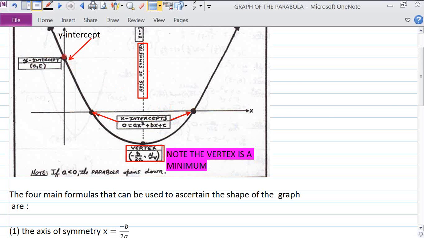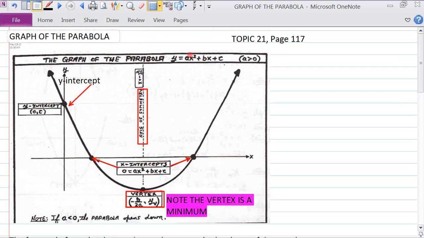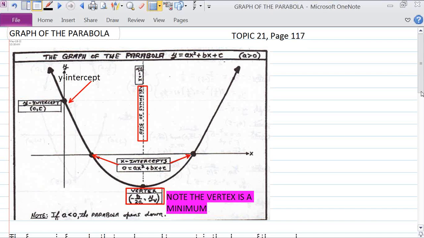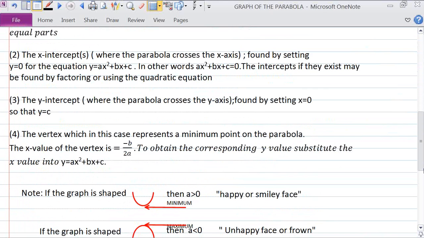Okay, the third point of interest is the point at which the graph crosses the y-axis. And where it crosses the y-axis right here, x is equal to 0. Well, if x is equal to 0, this term is 0 and that term is 0, and y becomes equal to c. We're going to go over each one first again. And the fourth part that we're going to be concerned with is the vertex.